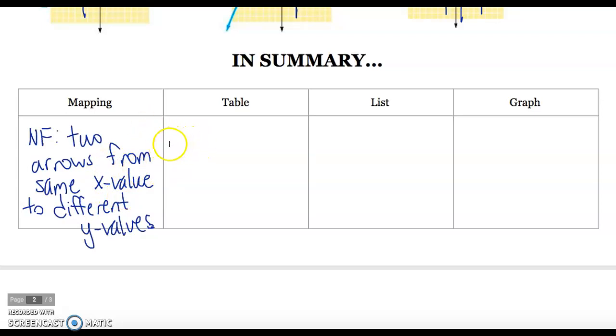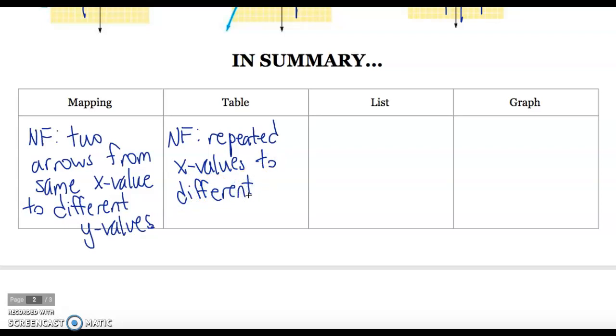In a table, if you're looking for a non-function, you want to look for repeated x values to different y values. So if I had the x value of 2 and it went to 5 and 10, then that would be a non-function. In a list, it's going to be the same thing. So actually, I'm just going to draw an arrow right over here. So if you have repeated x values that go to different y values, that would be a non-function as well.